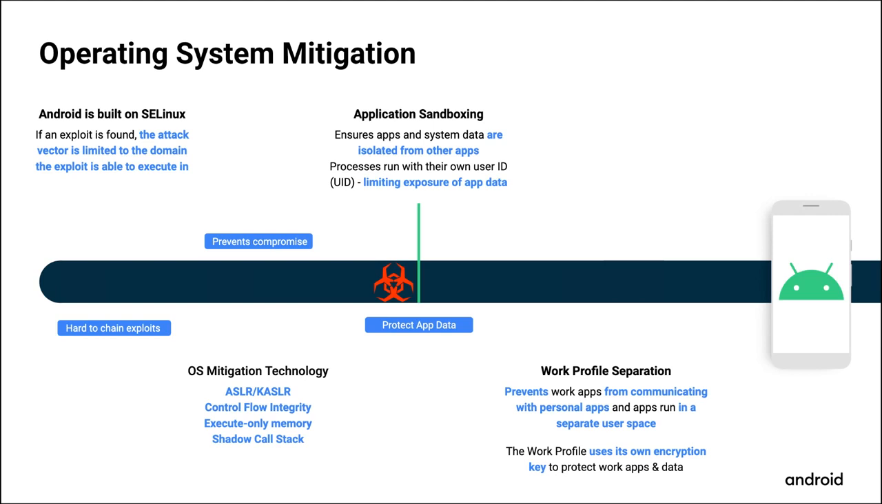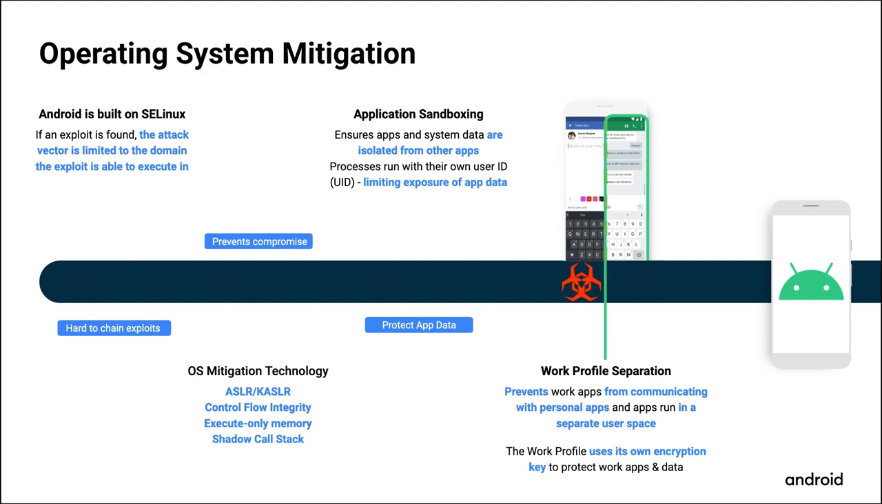Processes are actually separated as well. And it's the typical Linux environment where every application or process runs with its own user ID or UID. And basically, combined with the SE Linux rules and application permissions, you're basically limiting what an app can actually see on the rest of the system. So you're really limiting exposure by doing that application sandboxing. So it really, at the end, protects app data, right?